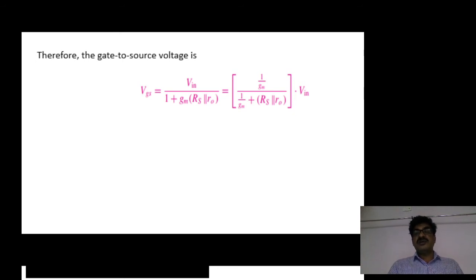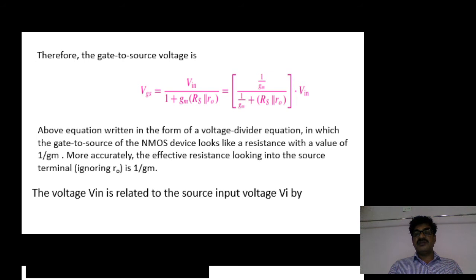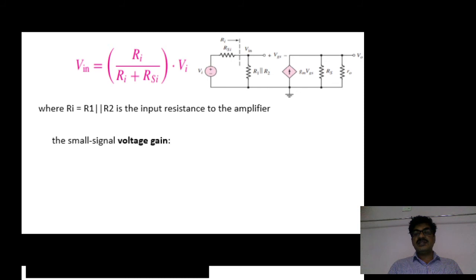Now substitute this VGS voltage in the V naught equation. Therefore, the voltage gain is again to be written with Vin in terms of Vi, because the voltage gain is V naught by Vi.